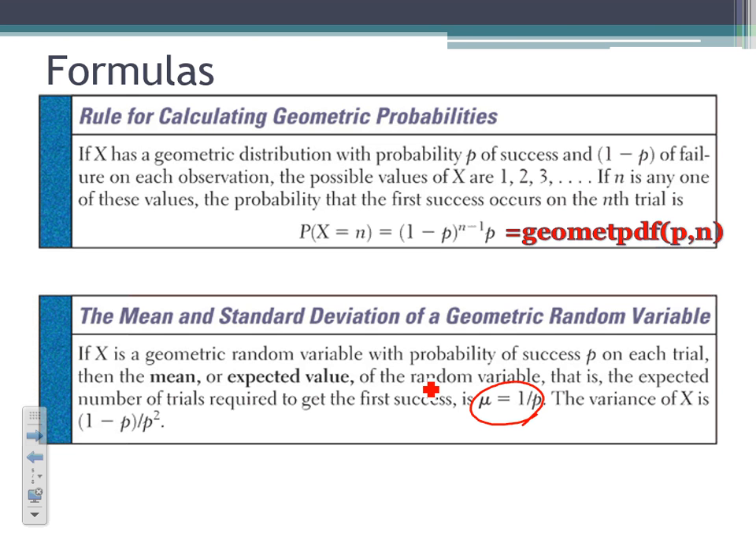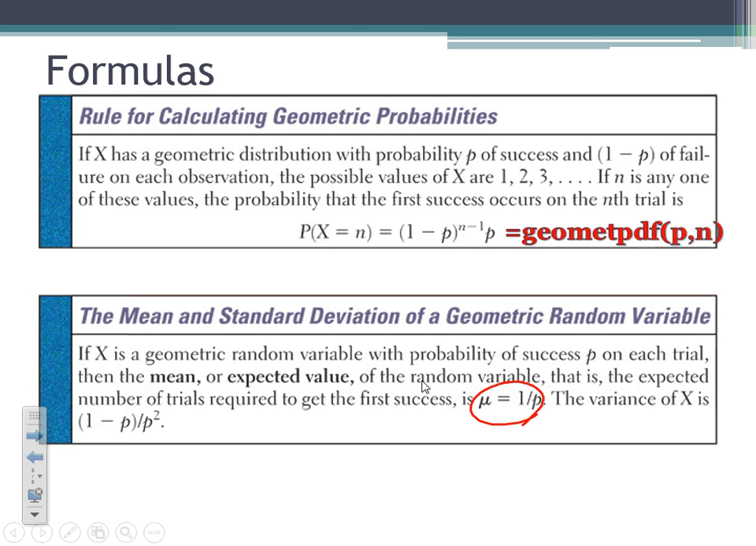All right, but the formula for the mean of a geometric setting is just 1 over the probability of success. Now, if you stop and think about this for a moment, that should make sense, okay? If I asked you, how many times would you expect to flip a coin before you got ahead? My guess is you would answer 2.